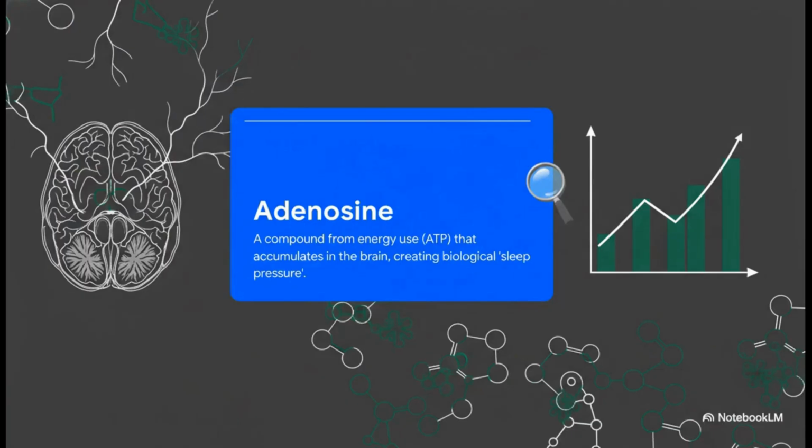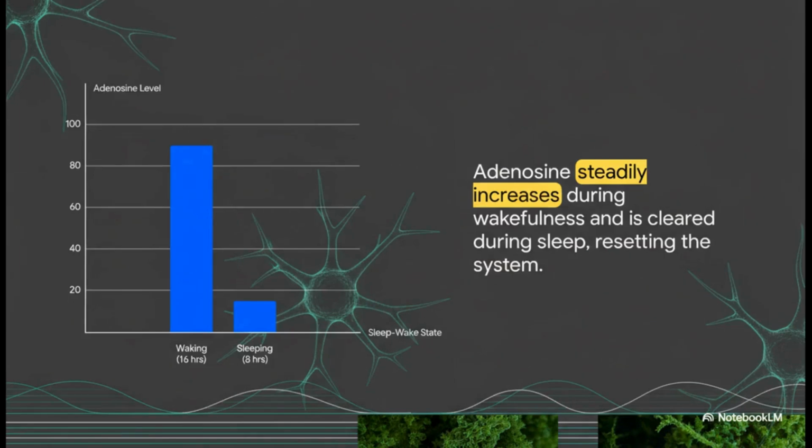So what is adenosine? Well, every single moment that you're awake, your brain is burning through energy. Adenosine is the exhaust, the byproduct of all that metabolic work. And this is absolutely crucial. It is not a feeling. It's a physical, measurable compound. And this chart shows you exactly how it works.